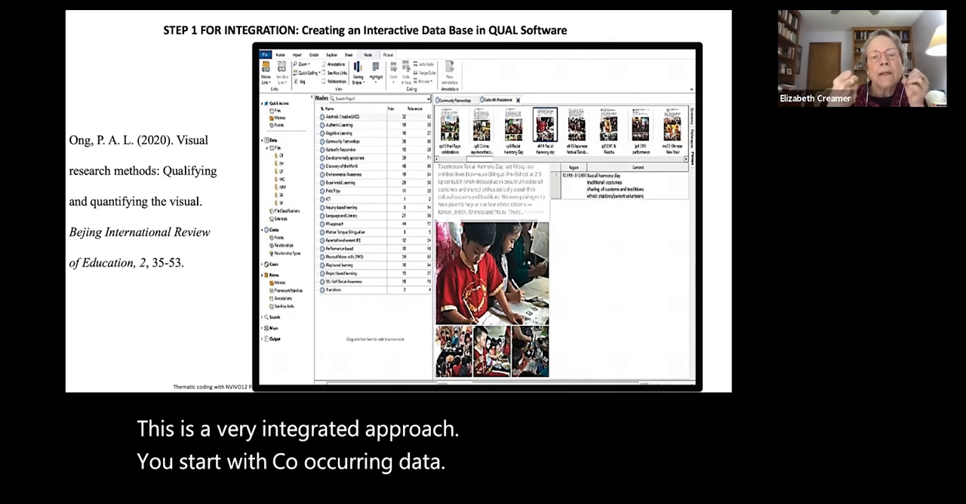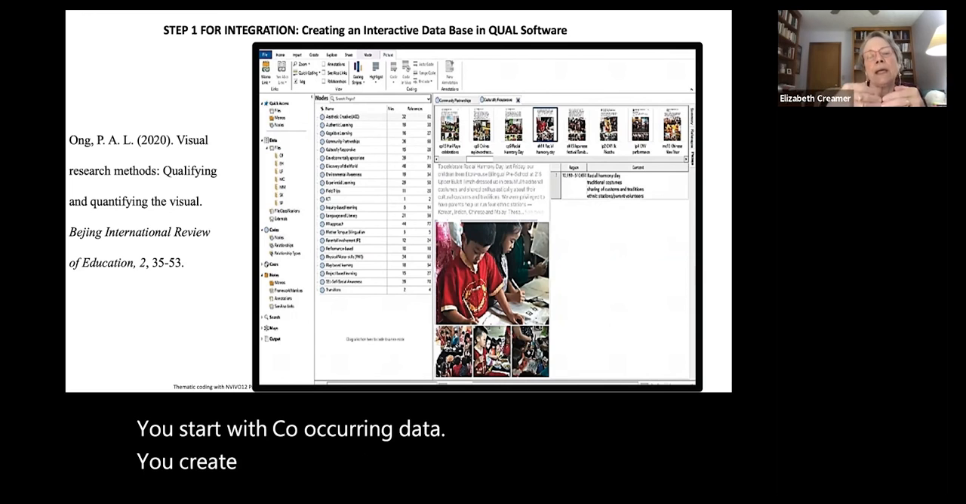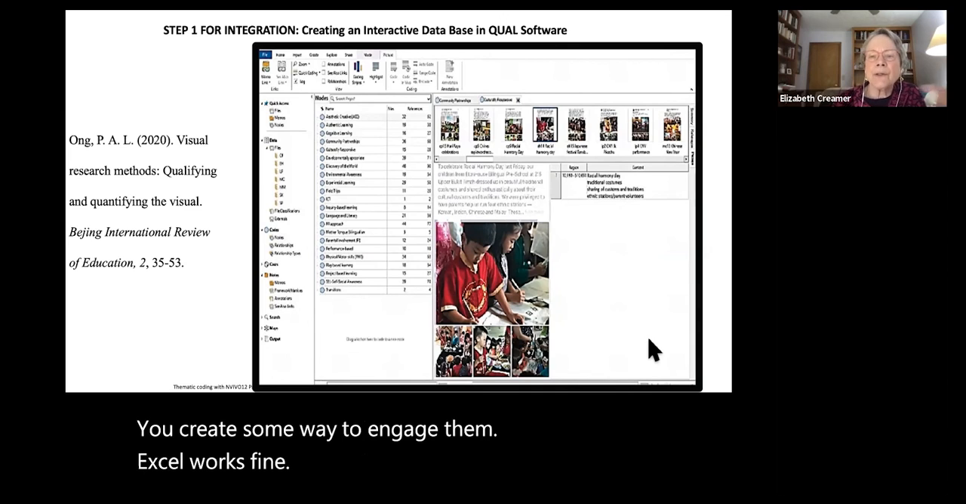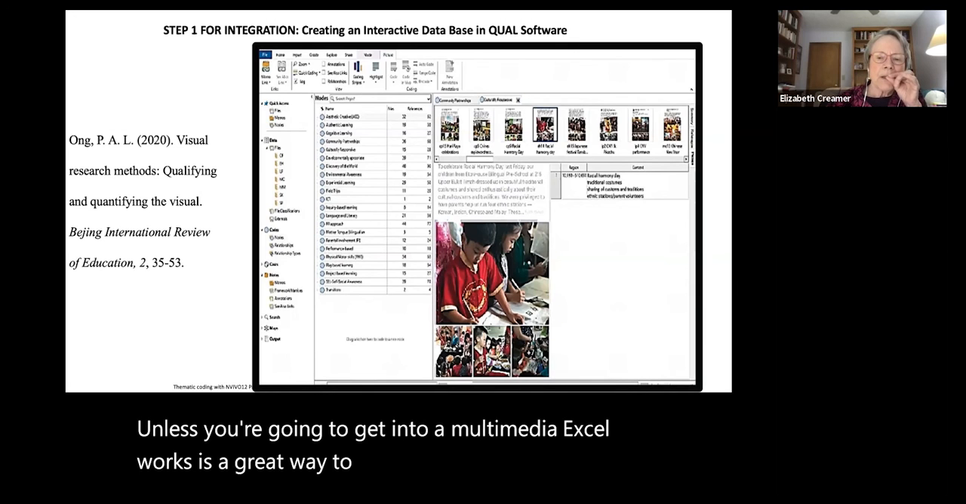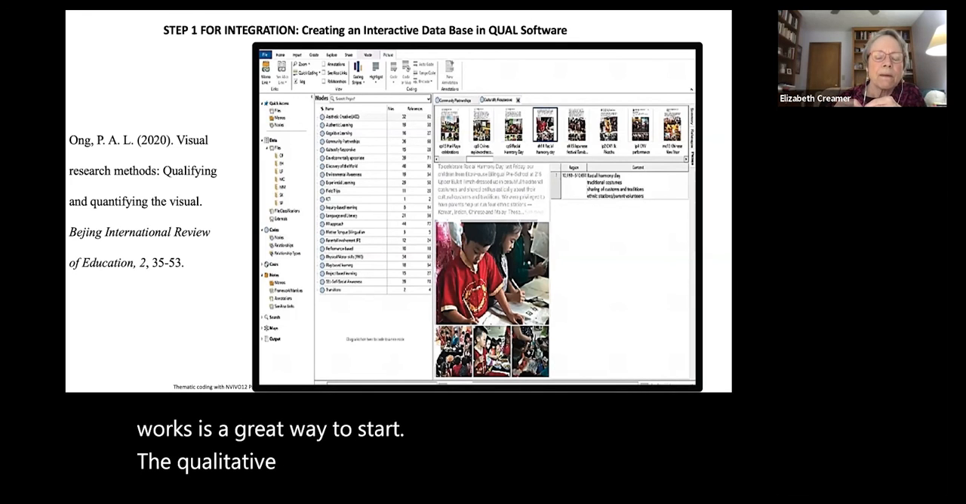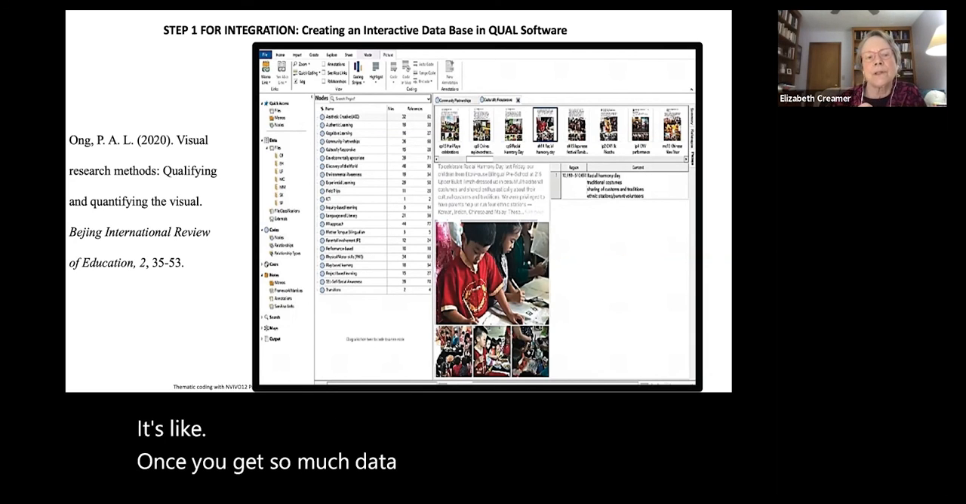You create some way to engage them. Excel works fine unless you're going to get into multimedia. Excel is a great way to start. The qualitative software, it's like once you get so much data, you absolutely have to use it. And I can quantify that more for you when we get to questions.